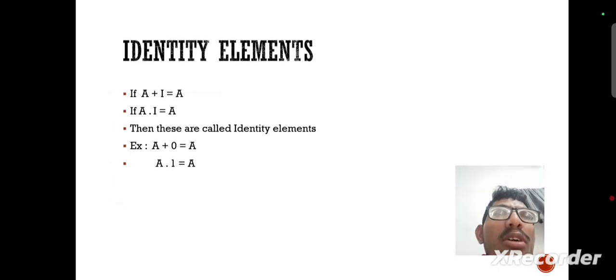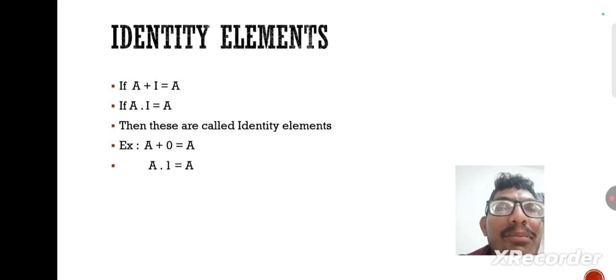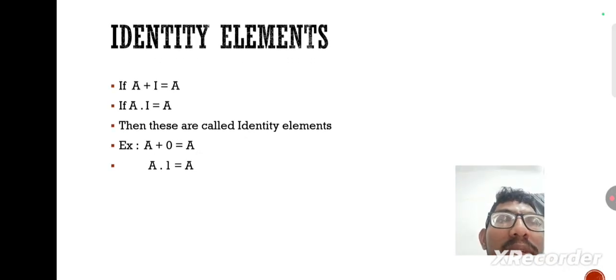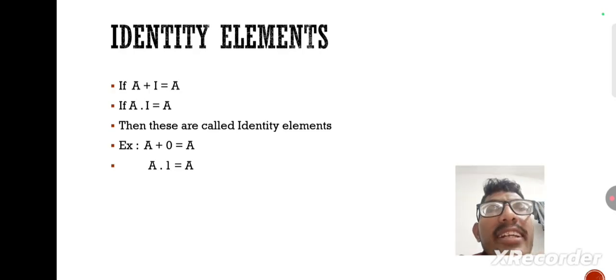Then the next property is identity elements. A plus I equal to A, then A into I also equal to A. If we take an identity matrix and multiply or add it to a normal matrix, we will get the same matrix. These are called identity elements.